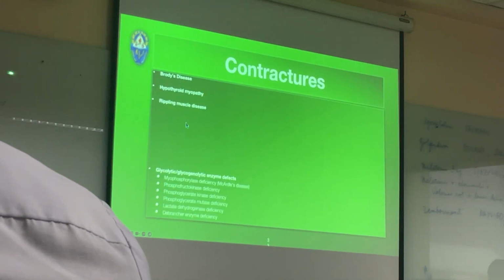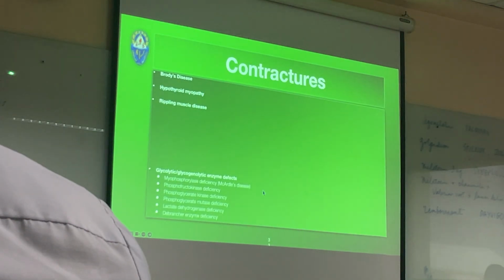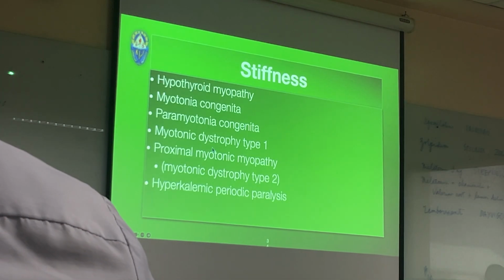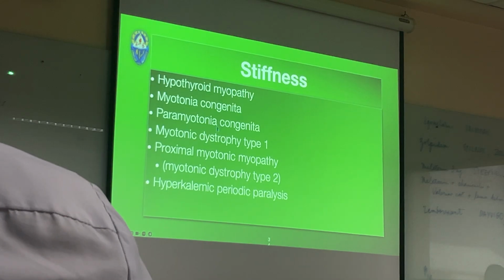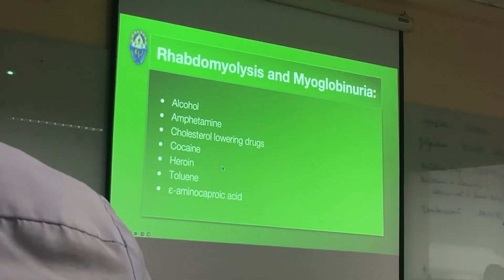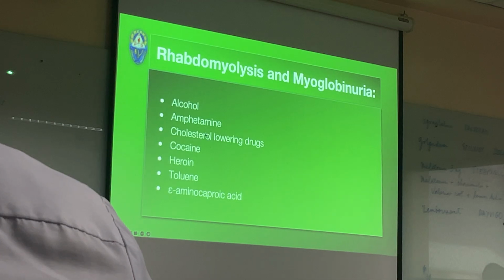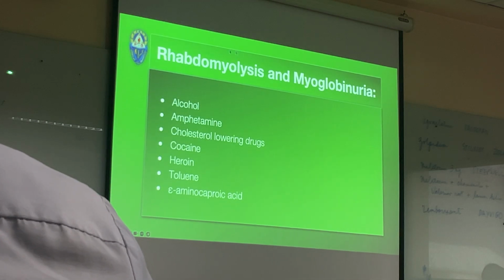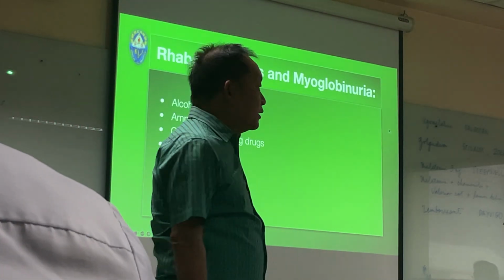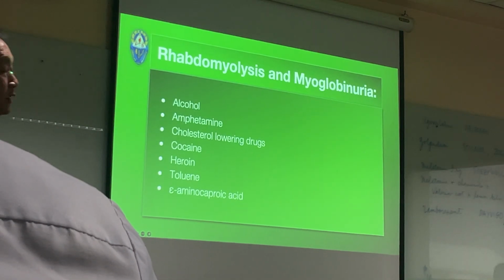Contractures. As a result of prolonged atrophy, most of them anyway will cause contractures. Stiffness: mostly the myotonias produce stiffness. Some produce rhabdomyolysis, toxicity.